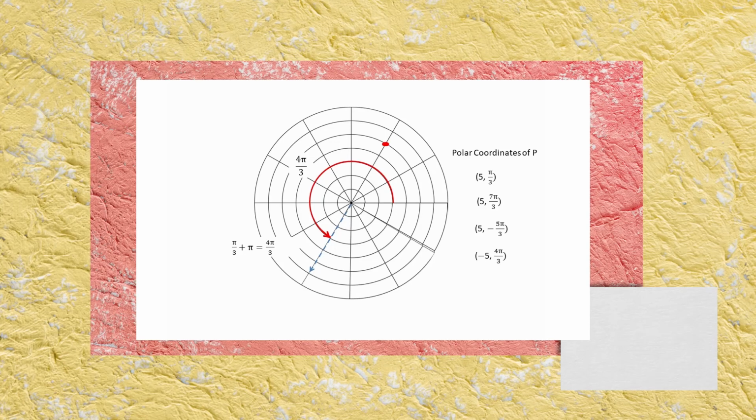So here are just proofs that describing a point in polar coordinates is non-unique. There are infinite ways to describe a point.